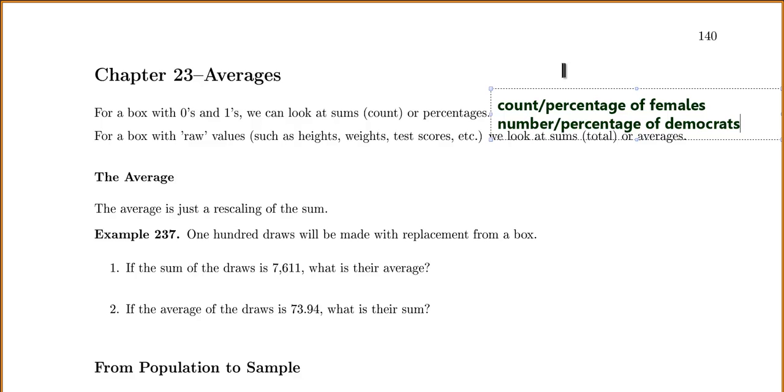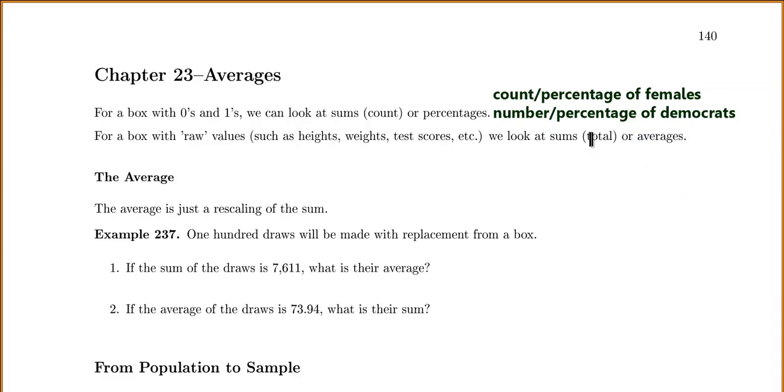And in that case, we're still going to look at the sum, but now it's just going to be the total. Like, what's the total test score for everyone in the class? Or what's the total weight of everyone on the airplane? Something like that. Or we look at the average. So what's the average test score, the average height, etc. Now an average, theoretically, is just a rescaling of the sum.